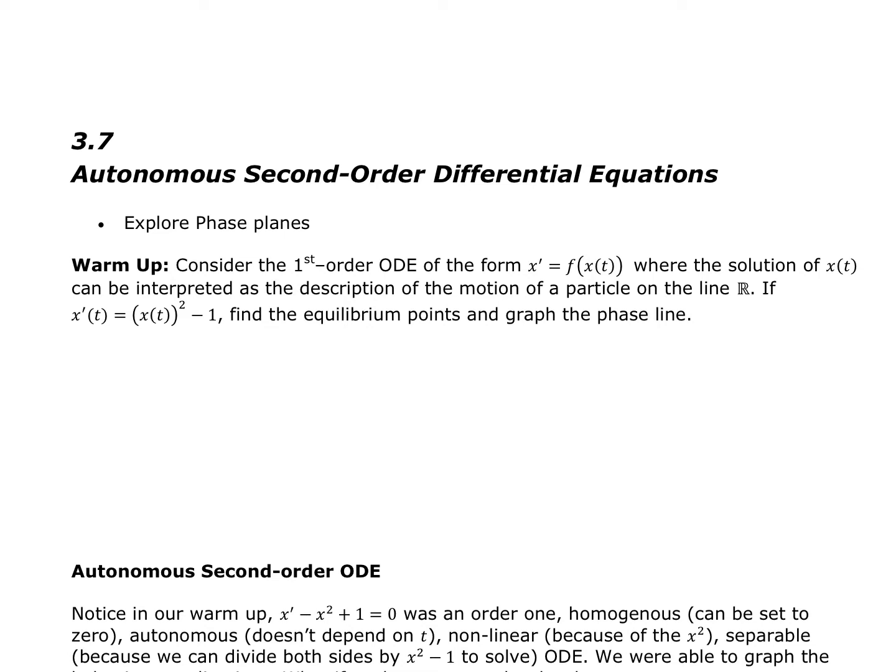If x prime of t is equal to x of t squared minus 1, we want to find our equilibrium points and graph the phase lines. Now, as before, we draw our vertical axis as our dependent variable, x of t. Now, if I take x squared minus 1 equal to 0, we know this factors into x minus 1 and x plus 1. If right here is 0, right here is positive 1, and right here is negative 1, then we'd have a graph that looks something like this.